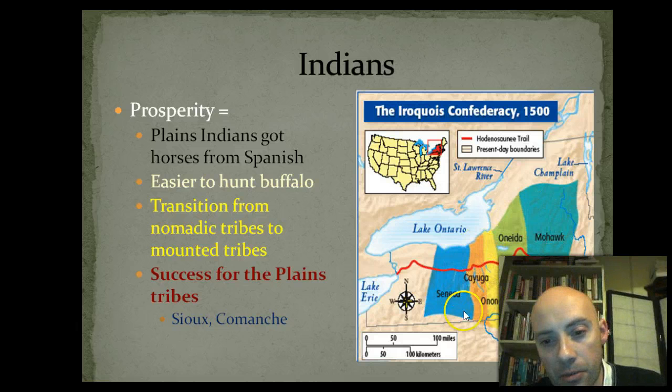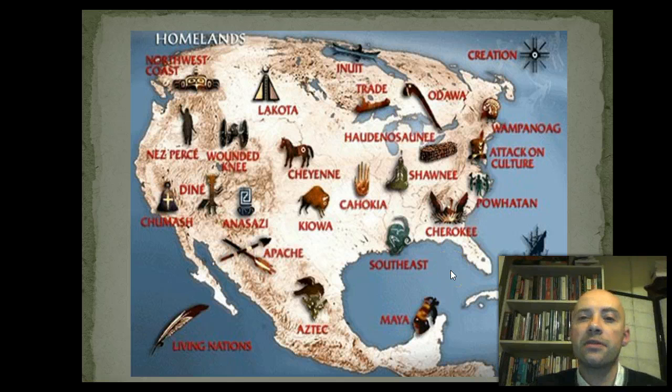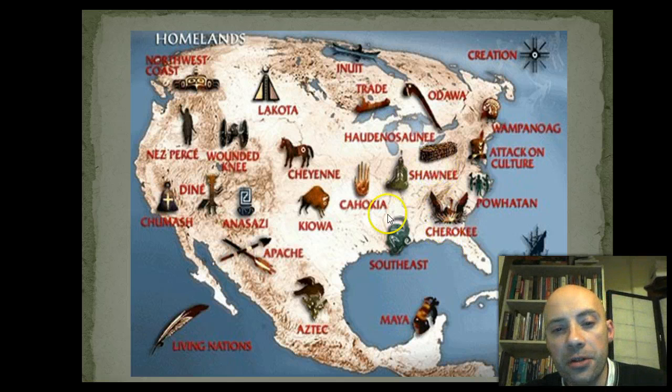And you can see the different tribes that made up the Iroquois Confederacy in New York and a very small part of Pennsylvania. And this is a map I showed you a couple lectures ago, and it shows you the different Indian tribes that were present when the white settlers arrived.